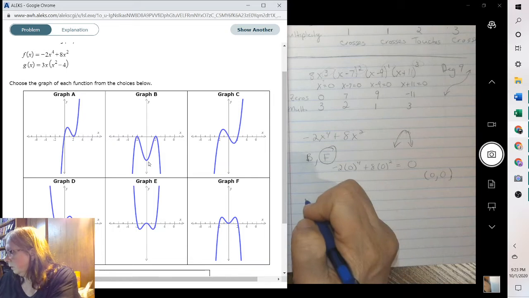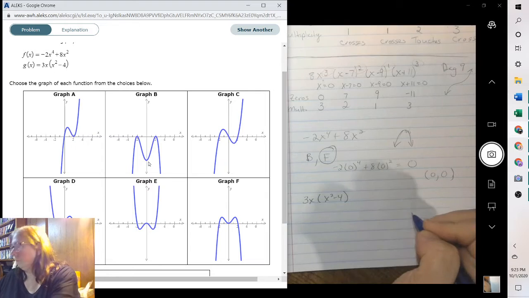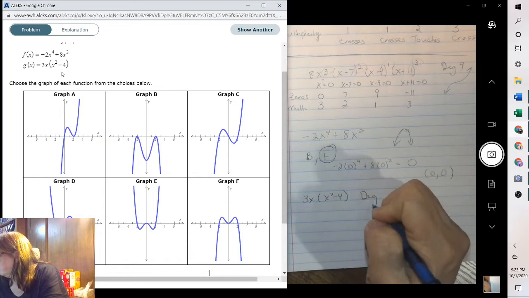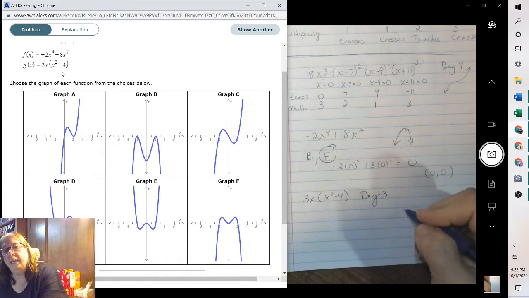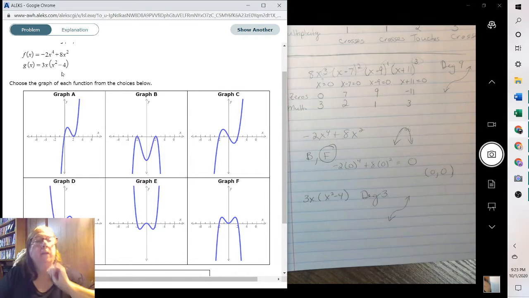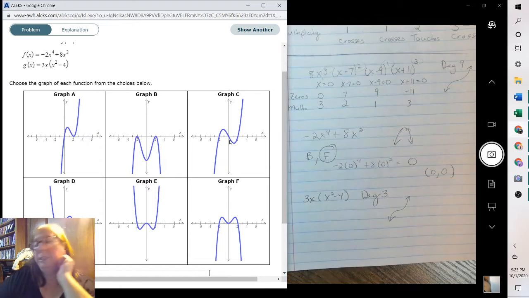So the next one is 3x times x squared minus 4. Okay. The degree is 3 because we have x squared times x to the first is x cubed. So our degree is 3, which means it's the snake. This is positive, so the snake is going up. Well, that could be A because it's going up. C is going up, D is coming down, and the other three are even. So it has to be A or C.